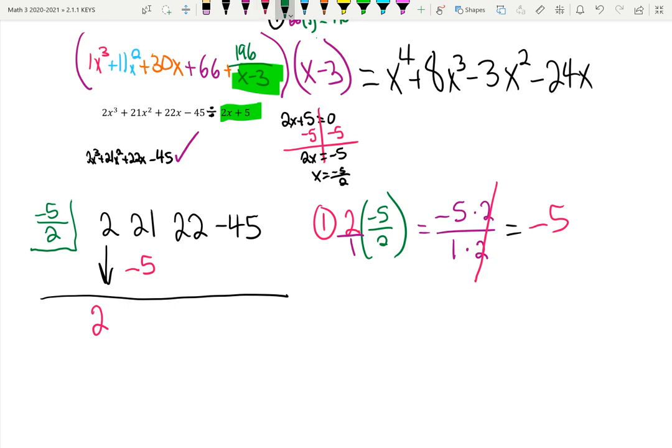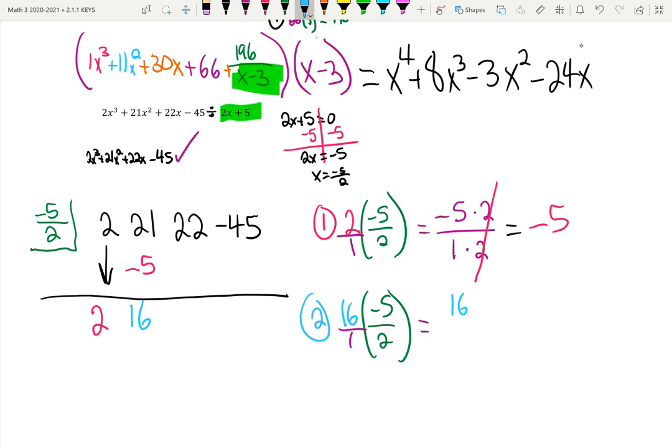I add them together, and I get 16. Let's set it up again. Now, let me use a different color. So now, number 2, I'm going to take 16, and I'm going to multiply it by negative 5 over 2 again. Now, you can think of it as a denominator of 1. That always helps.